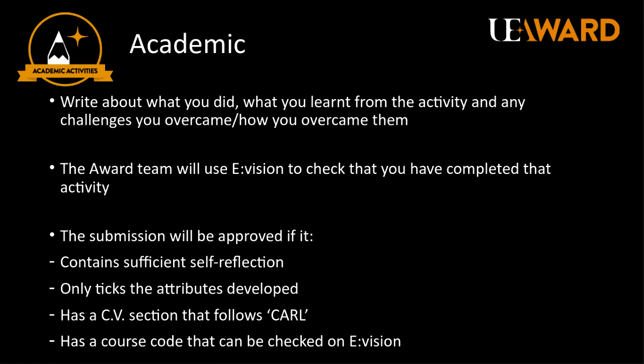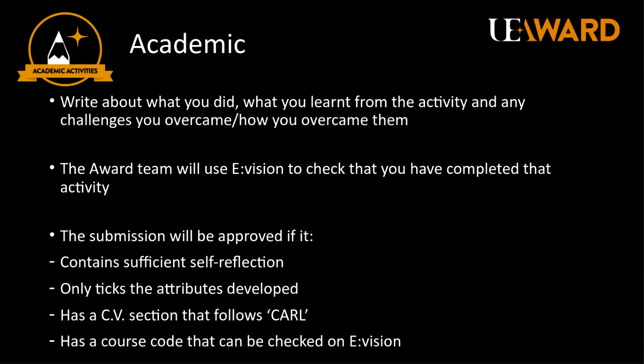We'll use eVision to check you've completed that module. We will approve your submission if we feel that you've reflected enough and you've used the Carl framework that we're going to talk to you about in a moment. When it comes to ticking the attributes you feel you've developed during this activity, please do only tick the ones you feel you have developed in that particular activity. As I said before, there is a list of the attributes. You will tick the attribute, for example communication, but then that will open up a drop-down menu of sub-attributes. So under communication, for example, there will be things like presentation skills, writing coherently for a certain audience. Tick the ones that you feel you've genuinely developed during that activity.